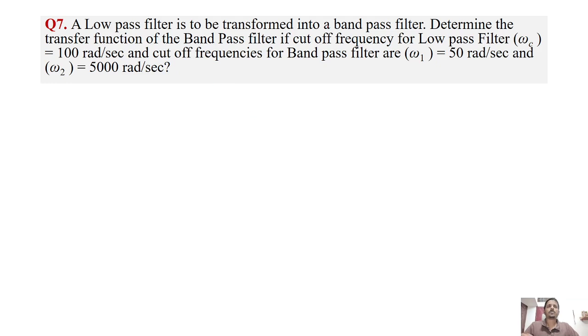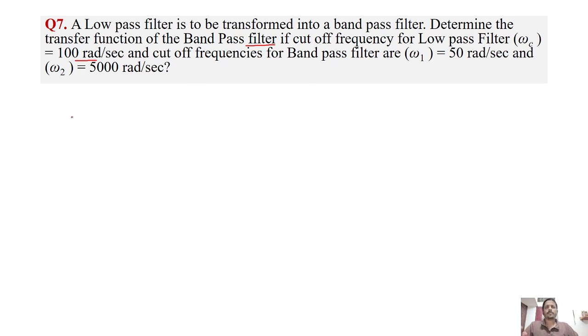A low pass filter is transformed into a band pass filter. Determine the transfer function of the band pass filter, with the cutoff frequency of the low pass filter omega c equal to 100 radians per second, and cutoff frequencies for the band pass filter omega 1 equal to 50 and omega 2 equal to 5000. So the question is to determine the transfer function of the band pass filter.